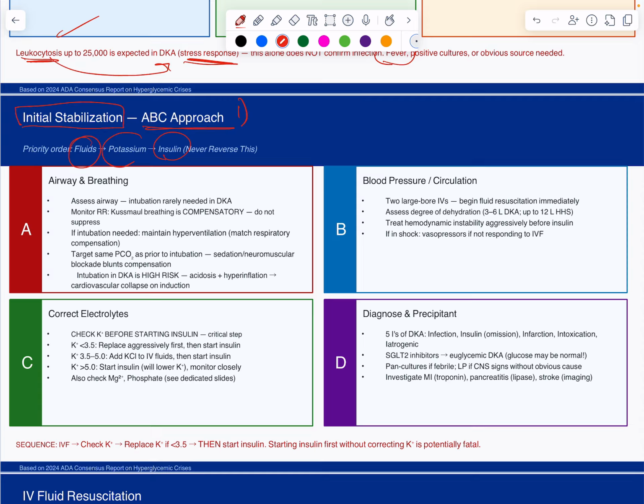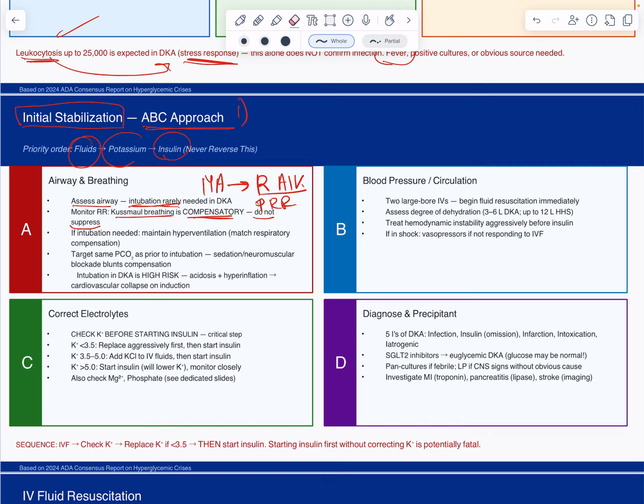So airway and breathing, we need to assess the airway, and sometimes these patients will need intubation, but that's rare because DKA, usually you can manage it and treat it before these patients decompensate. We'll monitor the respiratory rate. Again, Kussmaul breathing is compensatory because you have metabolic acidosis. So the compensation will be respiratory alkalosis, mainly to blow off or get rid of the carbon dioxide. So you need to increase the respiratory rate. So this is usually a compensation. So don't try to suppress that.